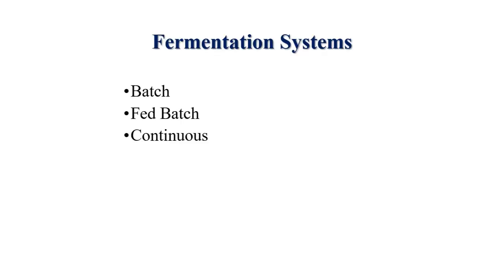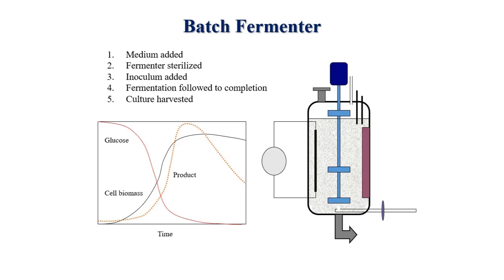These are the three systems that come under fermentation: batch fermentation, fed batch and continuous fermentation system. The first one is the batch fermenter. This batch fermenter is used for the fermentation process, that is, the cultivation of microorganisms or animal cells or plant cells, any biological cell cultivation. It is done as a batch process.